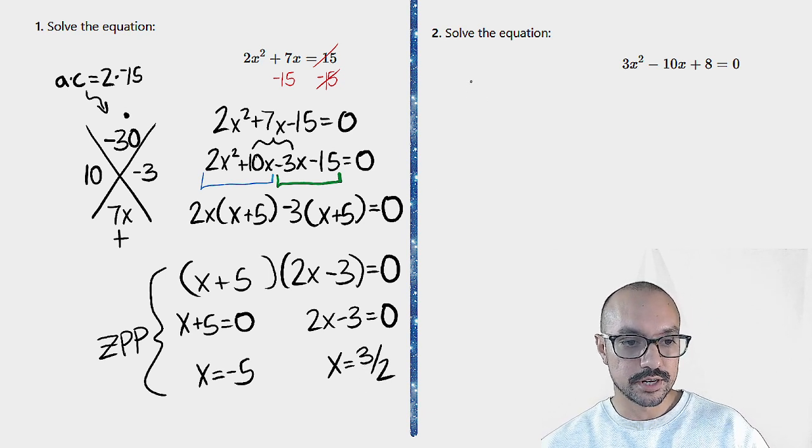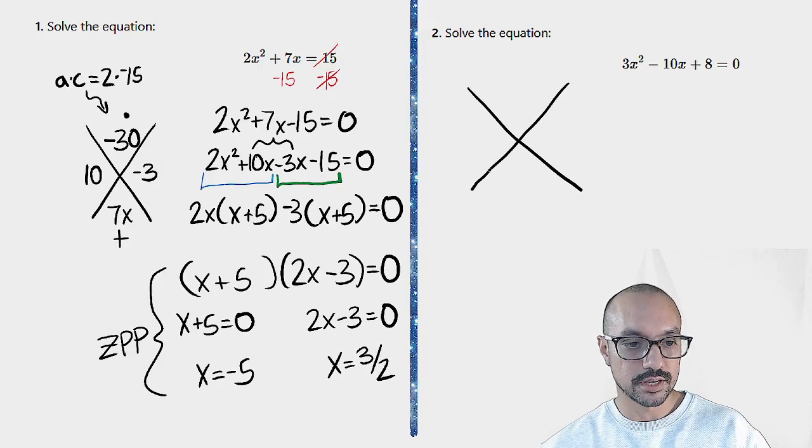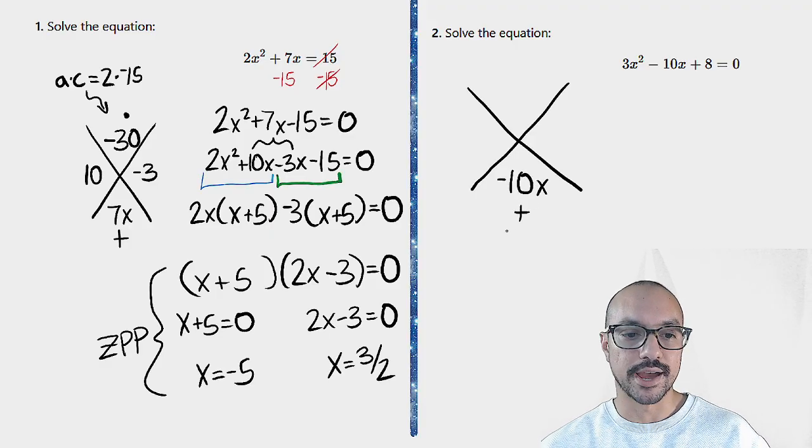All right, let's get started on the next problem. So this one has already been zeroed out for us. So we can just go ahead and start with our x games. Our goal is to factor by grouping. So I'm going to want to split up that middle term. That's what we're going to want to add to.